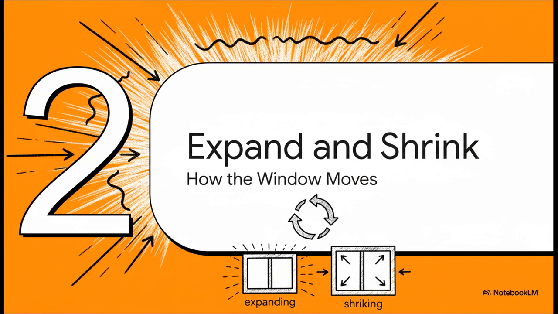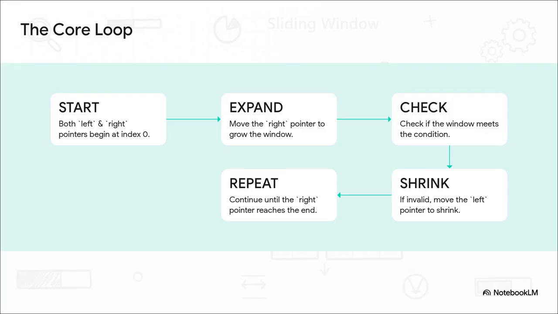All right, so we have our window, but how does it move? Well, it's all about this really simple rhythm. You expand, and then you shrink. The whole process is basically these 5 steps. First, you start both pointers right at the beginning, at index 0. Then, you start expanding the window by nudging that right pointer forward. After every single move, you check, is my window still valid?